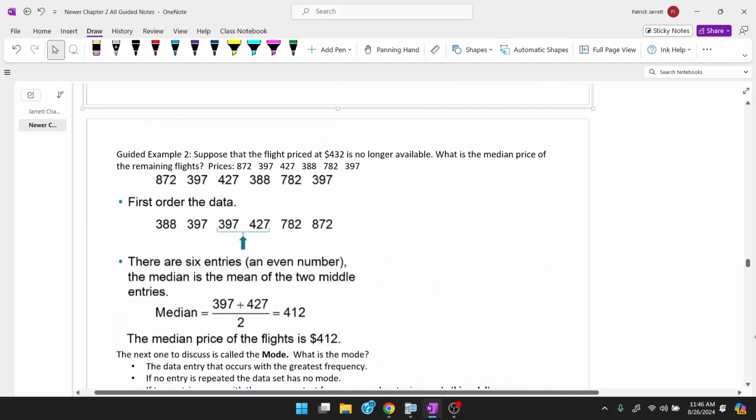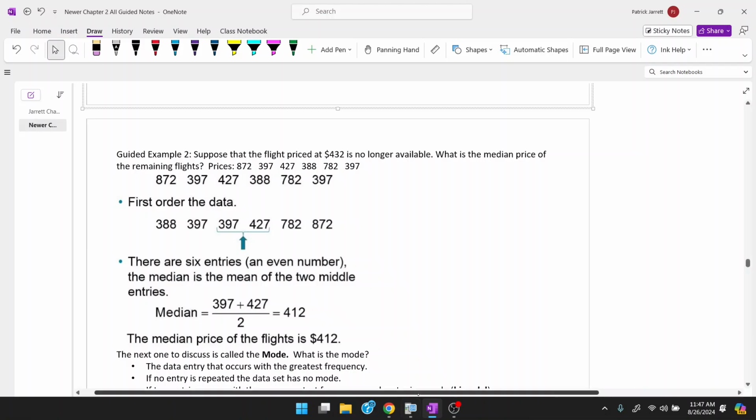Now, let's say the flight priced at 432 big ones is not available anymore. So here's the thing. The median, and this is why I do like to go over this. Some would say, oh, but that median of $412, that's not even in the data. What happens is, if there is an even number of entries, like in this case, you literally take the mean of the middle two.